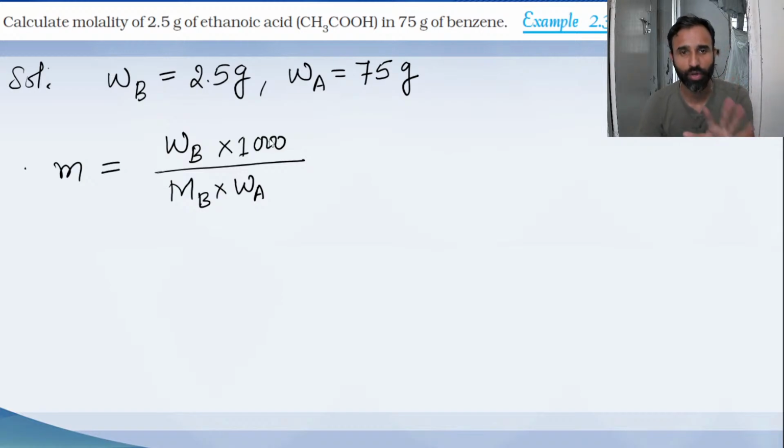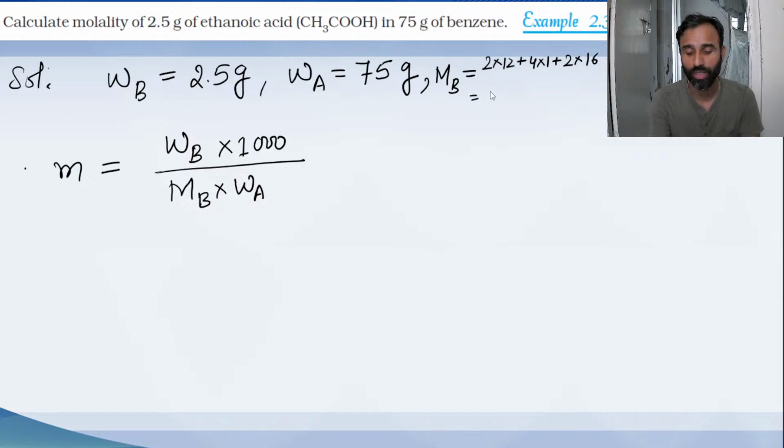What is left? Only molar mass of ethanoic acid we need. So molar mass of ethanoic acid is 2 carbon is 2 into 12, 4 hydrogens, so 4 into 1, and 2 oxygens, 2 into 16. So it is again 24 plus 4 plus 32. That is 60 gram per mole.